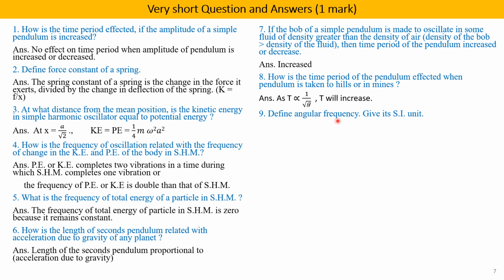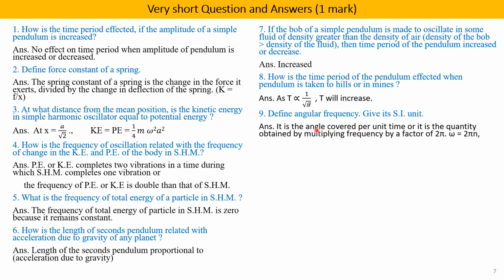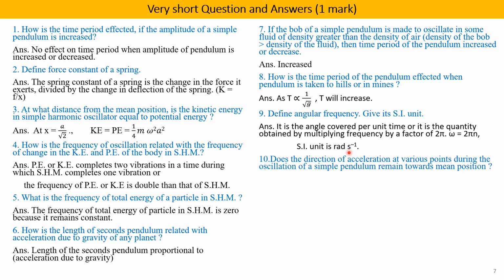Define the angular frequency. Give its SI unit. Angular frequency is the angle covered per unit time, or it is the quantity obtained by multiplying frequency by a factor 2 pi. That is, we can write omega is equal to 2 pi f, where f is the linear frequency. SI unit is radians per second.